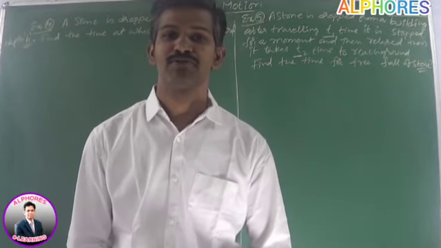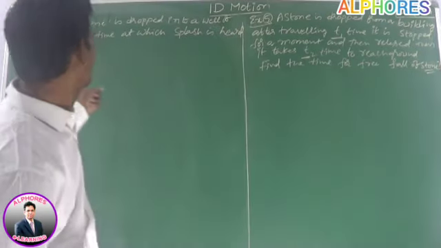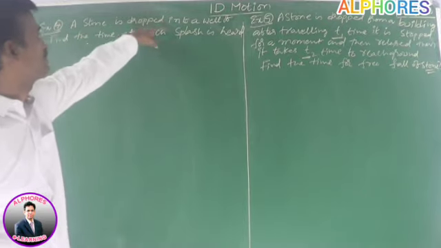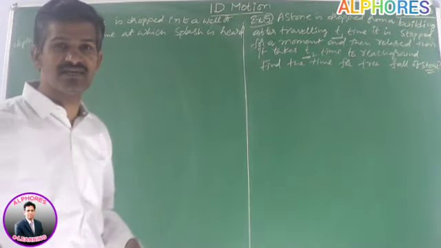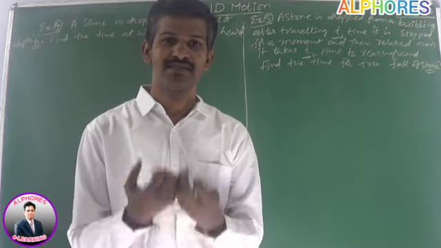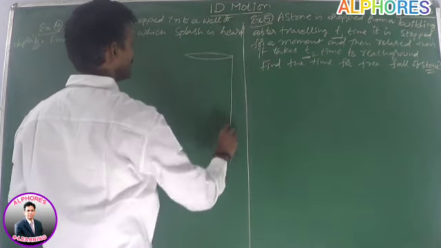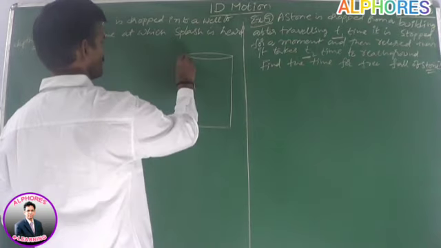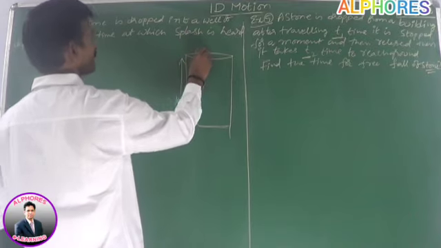Okay students, I have two more problems here based on freely falling body. Our first problem, that is our fourth example, is: a stone is dropped into a well of depth h. Find the time at which the splash is heard. After what time is the splash of this stone heard? Suppose this is our well. It has some depth h. A stone is dropped from here.